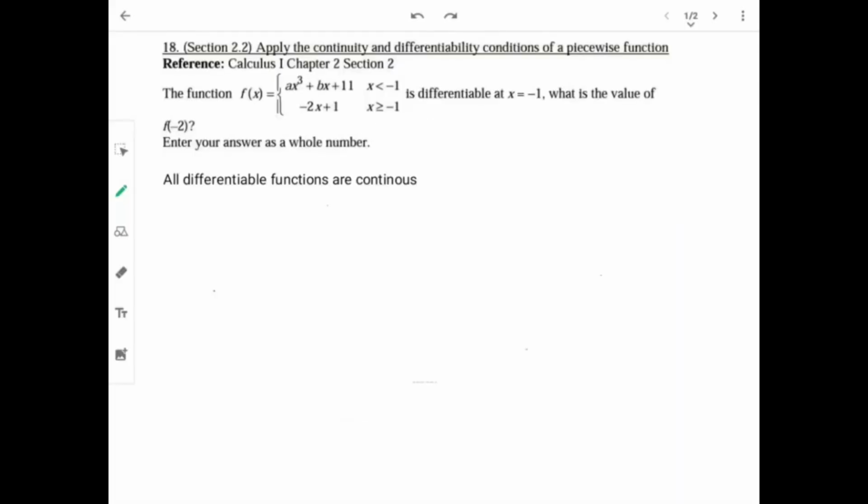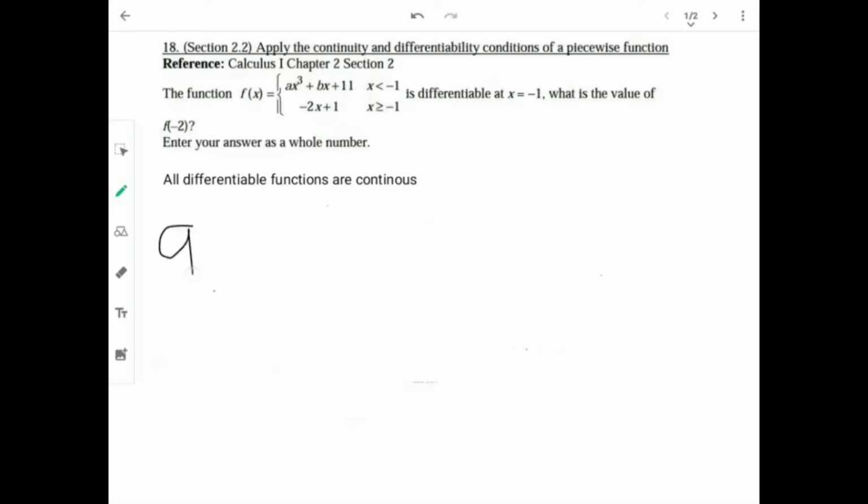Okay, so we missed 18, 19, and 20 from the grid last video, so we're just going to do them now. For this question, they said find the value of f of minus 2, but we can't do that because a and b are unknown, so we have to find them. Since it is continuous, that means that the left limit is equal to the right limit.